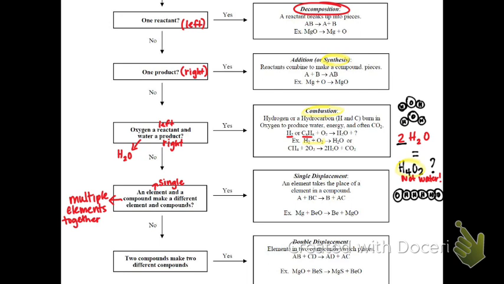Okay, so if they just switch spots, but one of the elements is still by itself, this is called single displacement. That single helps you remember there's just one. So they made this up. A plus BC becomes B plus AC. The thing by itself is different, but the rest is still a compound. The one on the bottom doesn't make sense. Oh, okay, hold on.